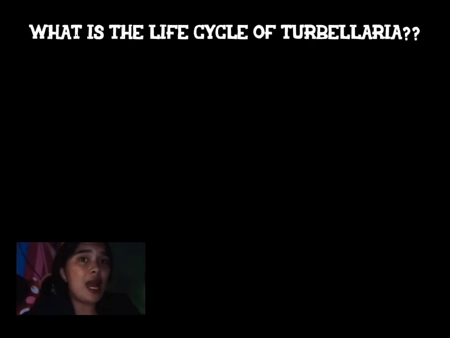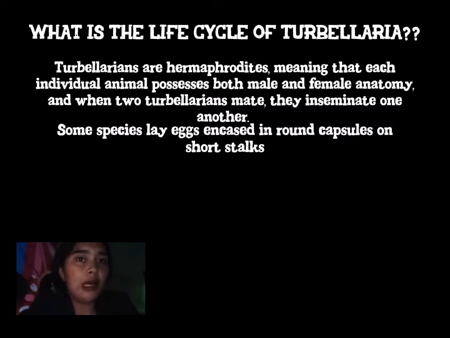So what is the life cycle of Turbellaria? Turbellarians are hermaphrodites, meaning that each individual animal possesses both male and female anatomy, and when two Turbellarians mate, they inseminate one another. Some species lay eggs encased in round capsules on short stalks.